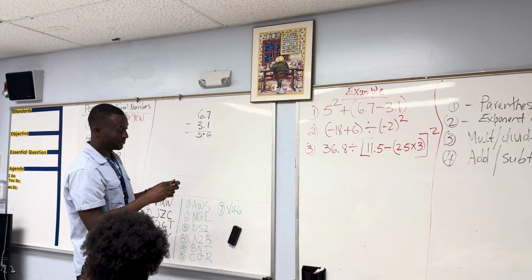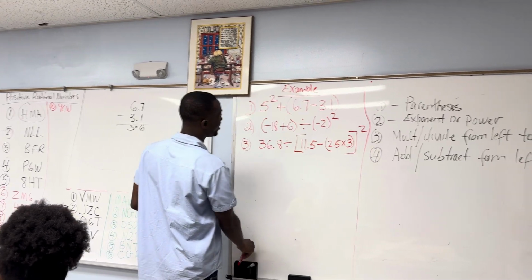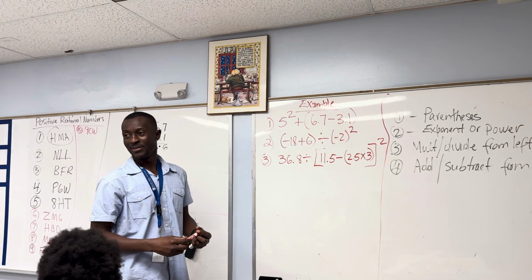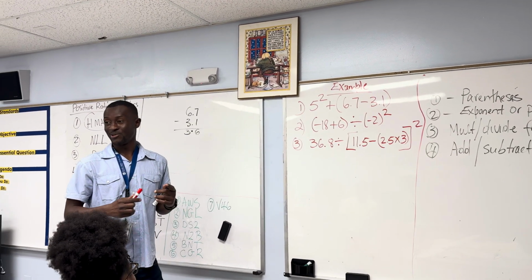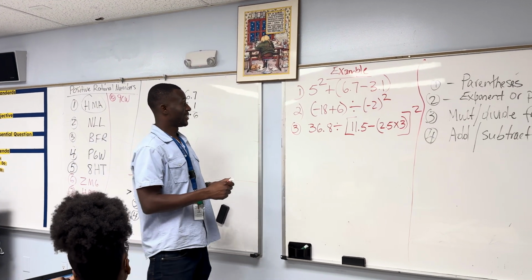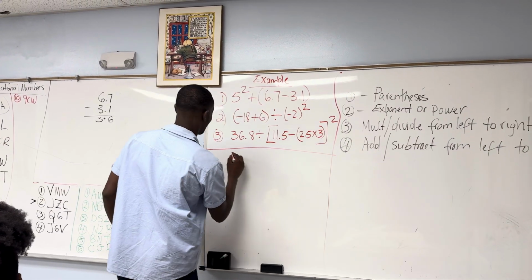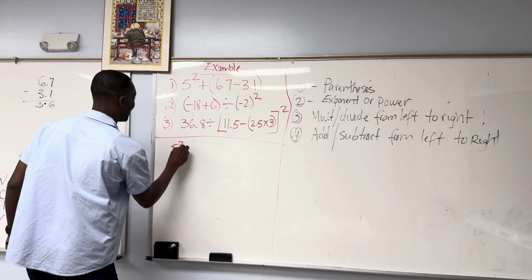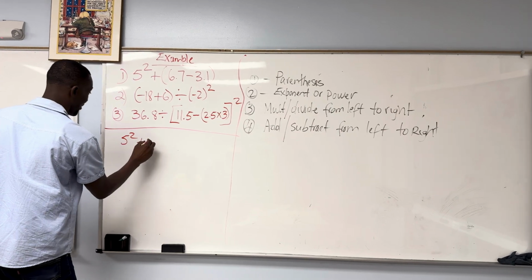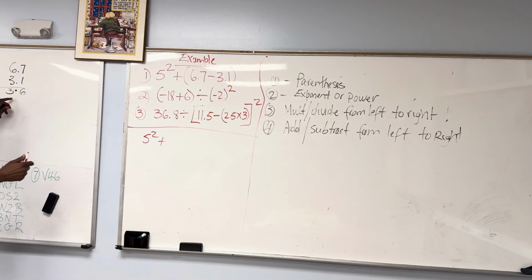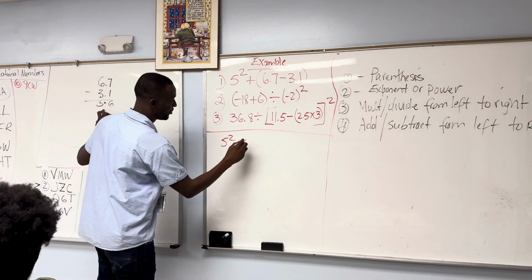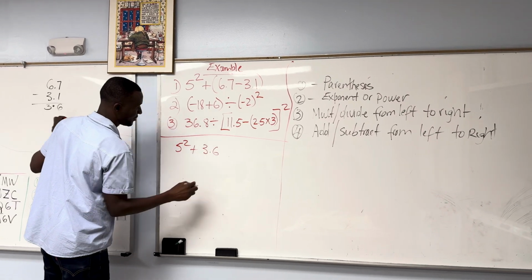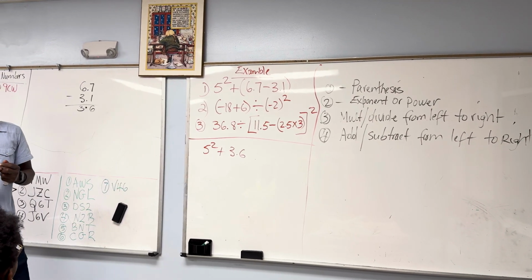So here's what we do. We have to make sure you do it step by step, so it doesn't get too confusing. We work first with parentheses. So we're done with the parentheses. That would be 3.6.